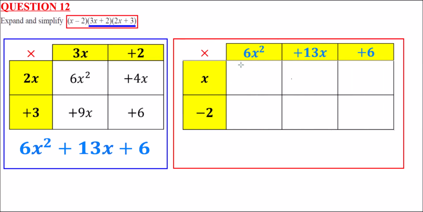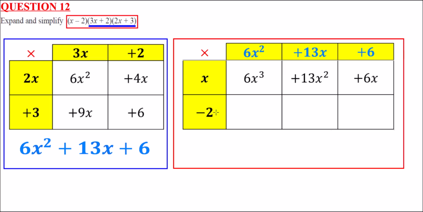So along the top is our expansion from last time, and down the side is what we're multiplying this by, which is our first bracket, x minus 2. So looking at this first one, 6x squared times x gives us 6x cubed. 13x times x is 13x squared. x multiplied by 6 is 6x.